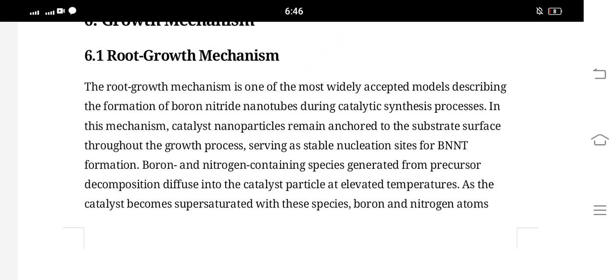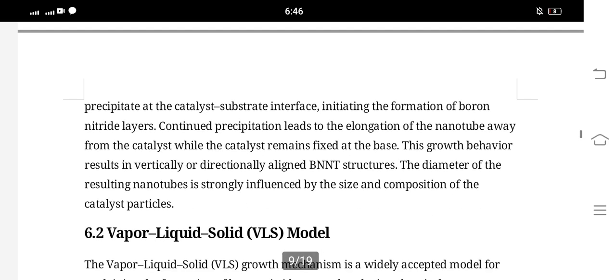Boron and nitrogen containing species diffuse into the catalyst particle at high temperature. Once the catalyst becomes supersaturated, boron nitride precipitates at the catalyst-substrate interface, initiating nanotube formation. As growth continues, the nanotube elongates away from the catalyst, while the catalyst remains fixed at the base. This mechanism often leads to aligned or vertically oriented boron nitride nanotube arrays, and the nanotube diameter is largely determined by the catalyst particle size.